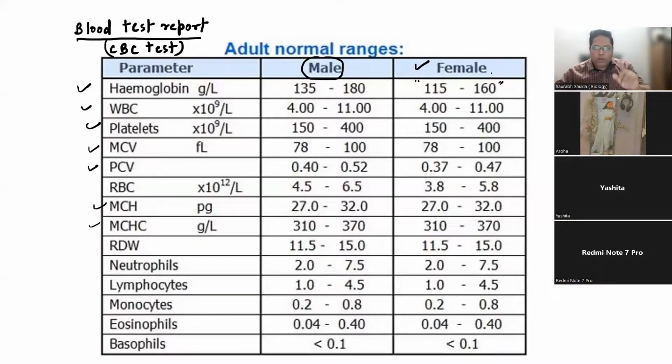Yes, sir. Now there is one question. If a particular report is saying, suppose 68 grams per liter hemoglobin value in a female, so what's the indication according to you? Sir, then in the body there is less hemoglobin percentage.